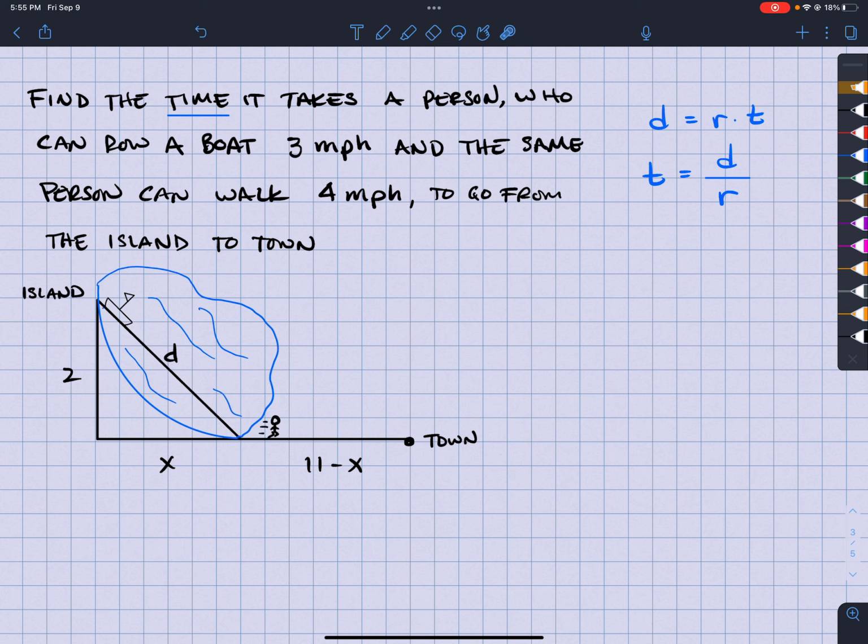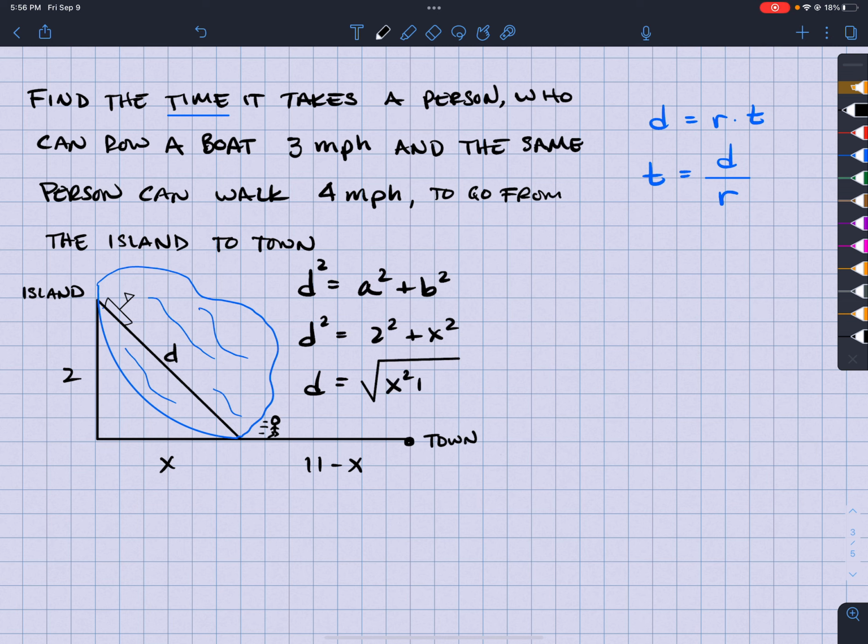Well, look at what I have here with the d. I have a right triangle. So d squared is equal to, which is the hypotenuse, a squared plus b squared, which is the Pythagorean theorem. So d squared is equal to 2 squared plus x squared. So d is going to equal the square root of x squared plus 4, because 2 squared is 4. Okay, so that's my distance.